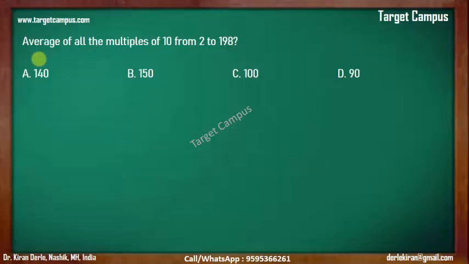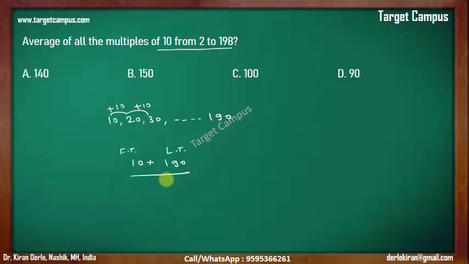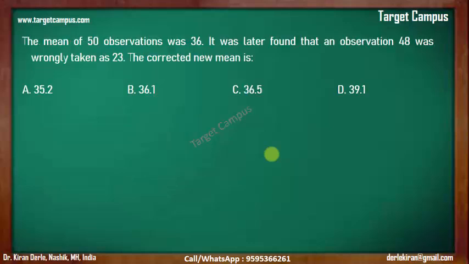Let's move forward. Average of all the multiples of 10 from 2 to 198. Again, a very simple example. What is the first multiple? 10. Next multiple is 20. Next multiple 30. What will be the last multiple in this range? It is 190. So can we say all these terms have a common difference of 10? That means they are in arithmetic progression. If terms are in arithmetic progression, average is equal to first term plus last term divided by 2. That is 200 divided by 2, so 100 is the average. That's it. Let's move forward.